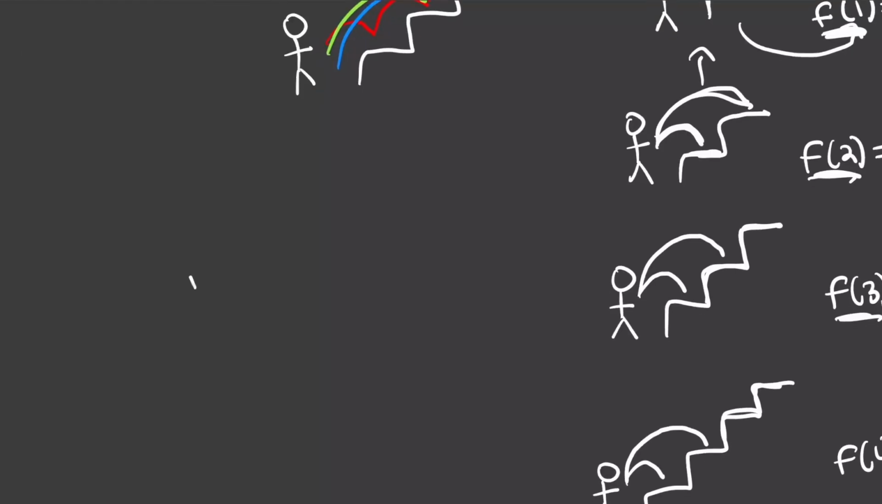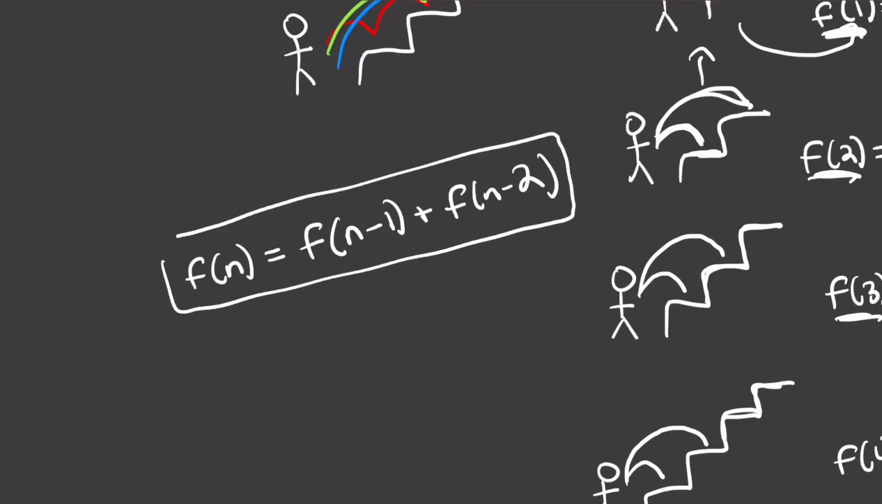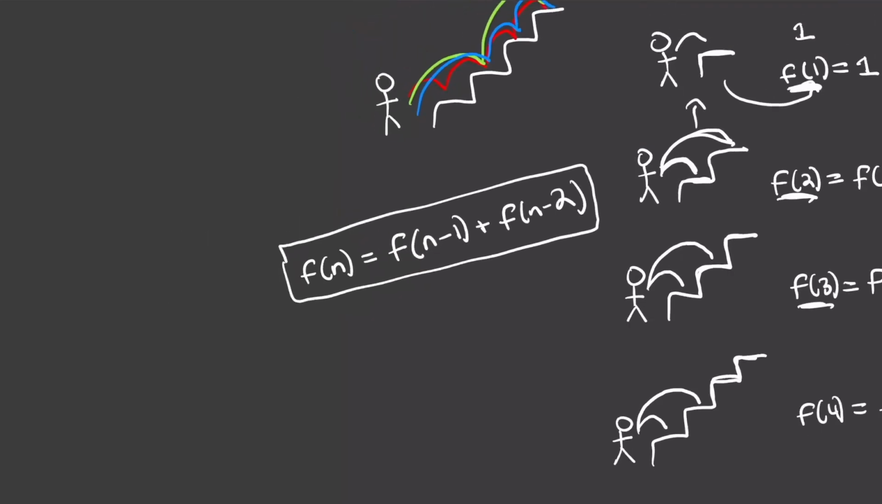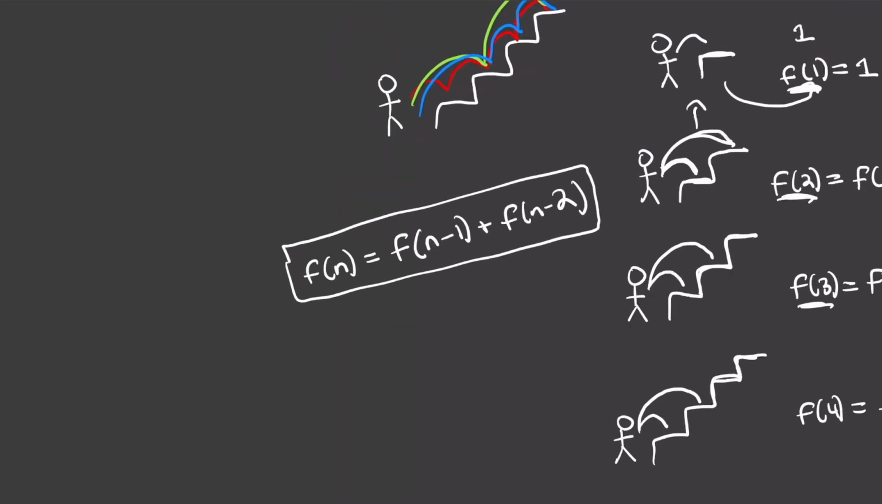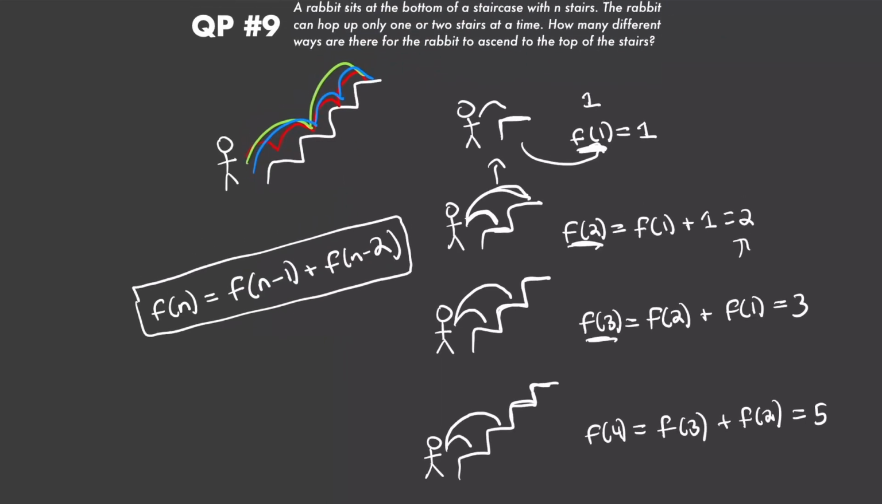Basically, if I'm at the bottom of n stairs, then I can get up by going once to f of n minus 1 or to f of n minus 2. And this is the final answer. This is actually a Fibonacci sequence, and this is also, if any of you have done LeetCode, a dynamic programming problem as well. So pretty simple recursive brain teaser here.